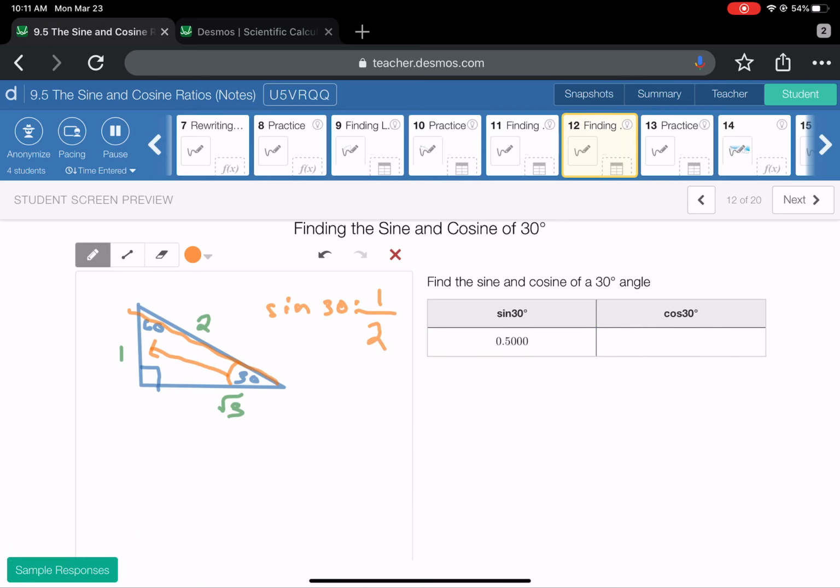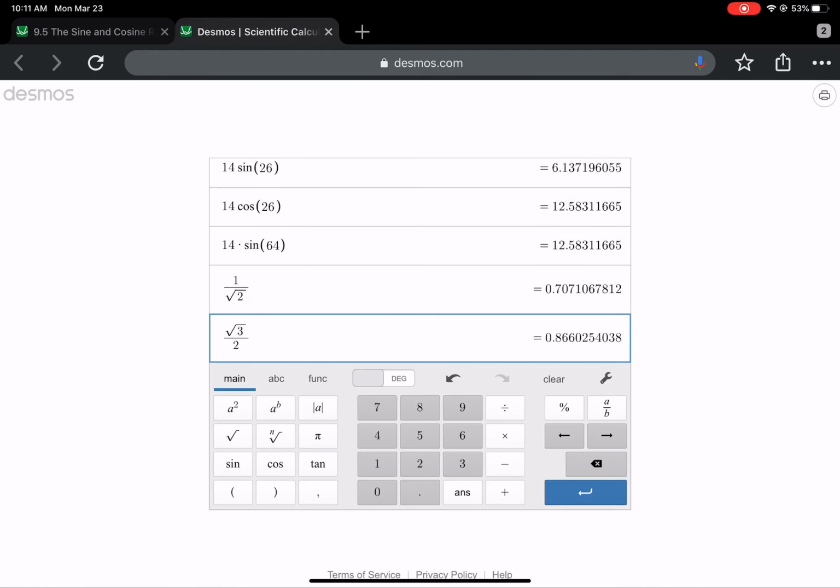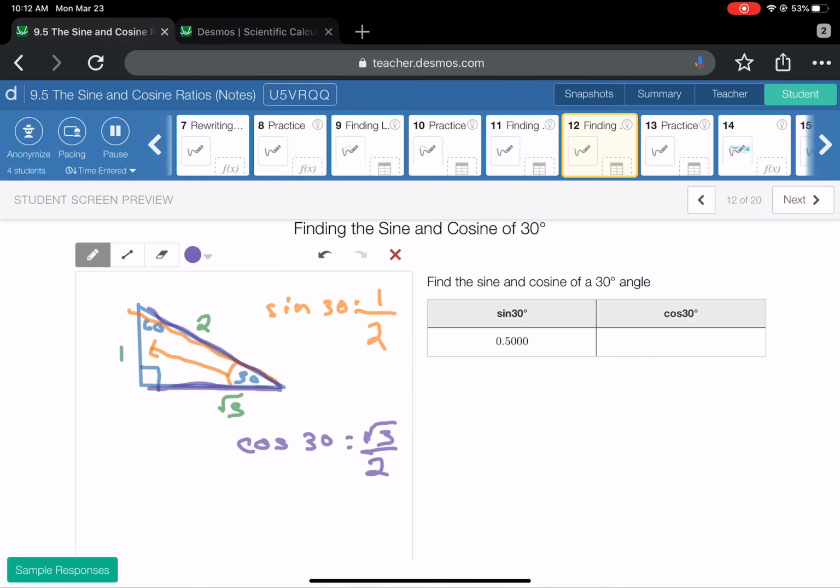Okay, and then cosine 30, let's do that one in purple. Cosine 30 is equal to the adjacent side, square root of 3, over the hypotenuse, which is 2. So then we have the square root of 3 over 2, which we are going to have to come back here to the calculator for. Square root of 3 divided by 2. So then we have 0.8660.